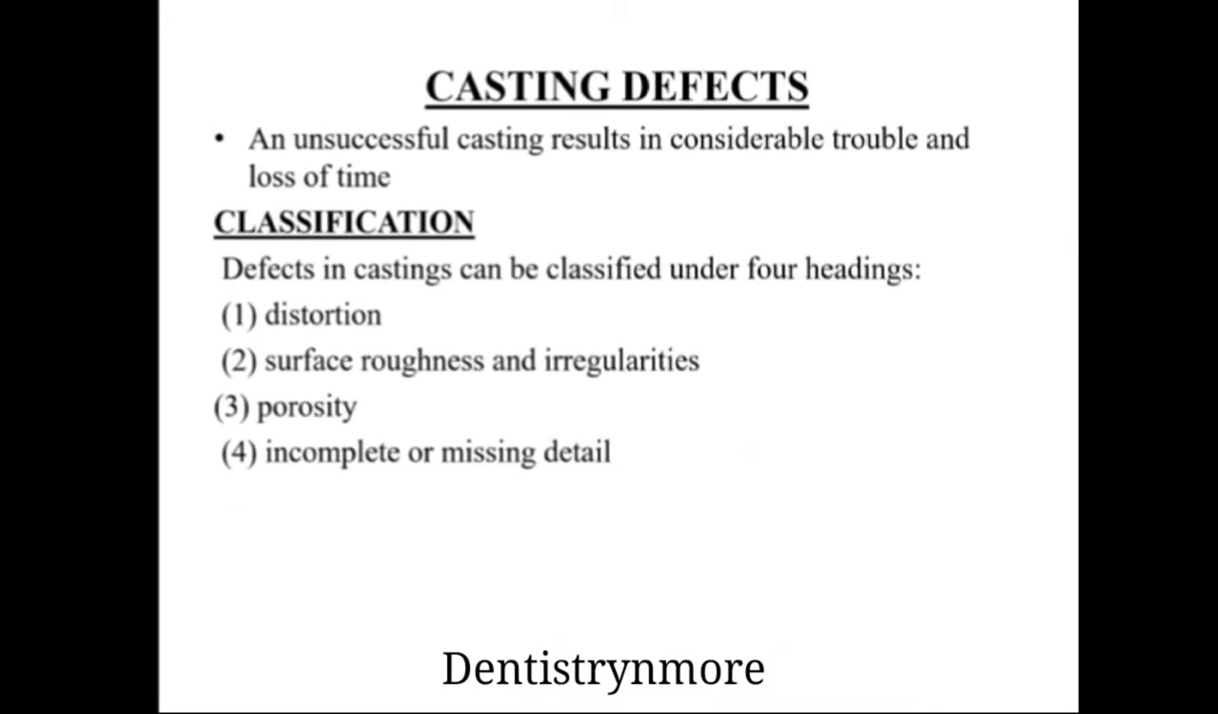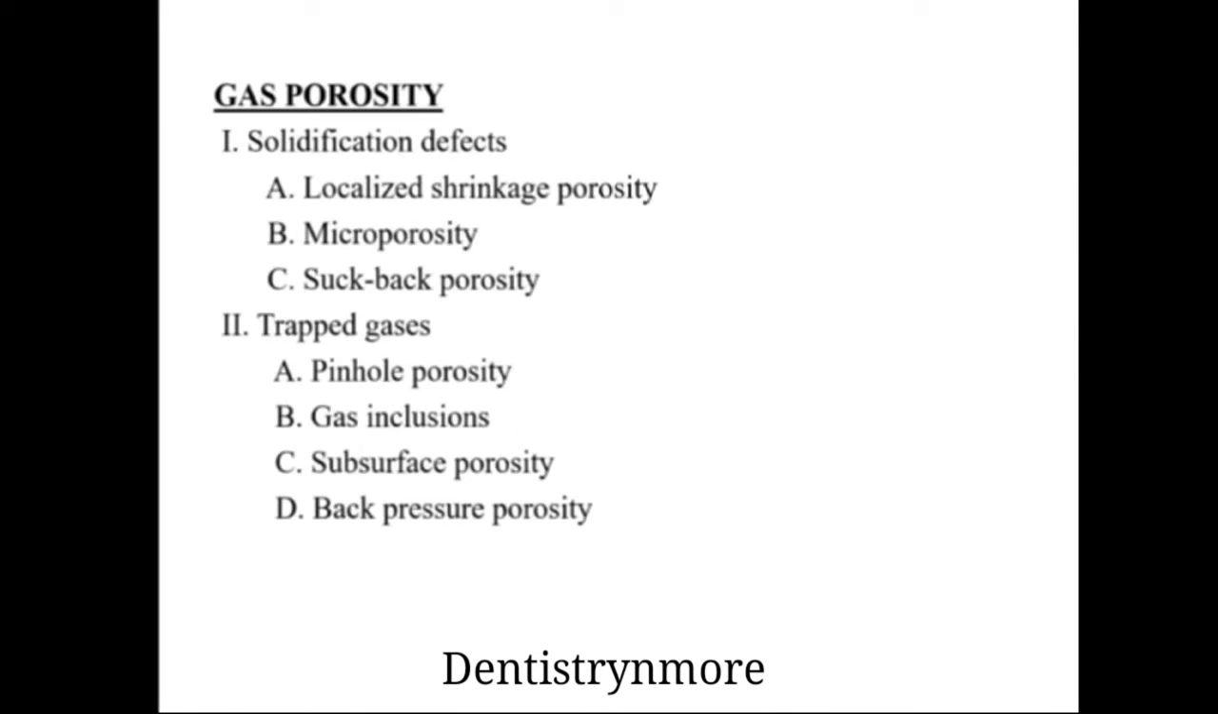And the casting defects: an unsuccessful casting results in considerable trouble and also loss of time. And the classification mainly includes defects, that is, first one is distortion, next is surface roughness and irregularities, porosity, and also incomplete or missing detail. First one is gas porosity. This includes solidification defects that include the subheadings like localized shrinkage porosity, microporosity, suckback porosity. Trapped gases include pinhole porosity, gas inclusion, subsurface porosity, and also back pressure porosity.